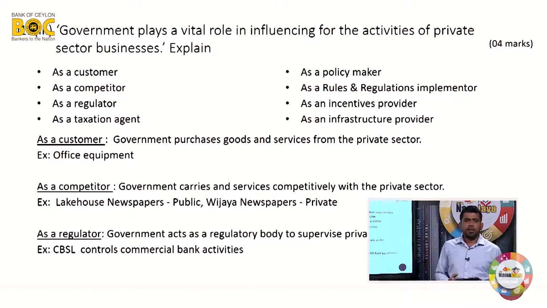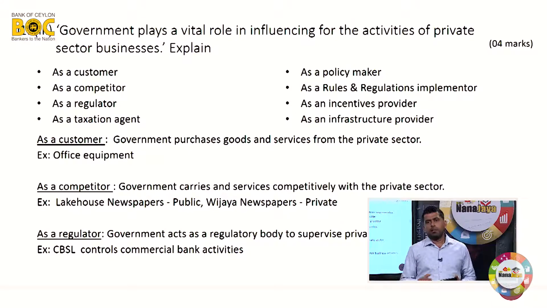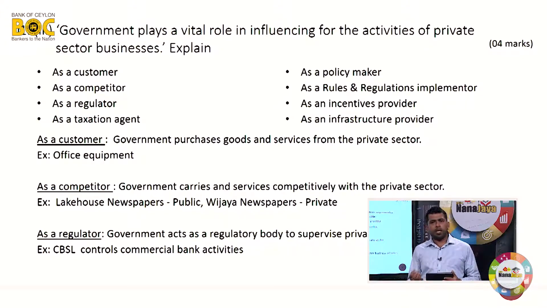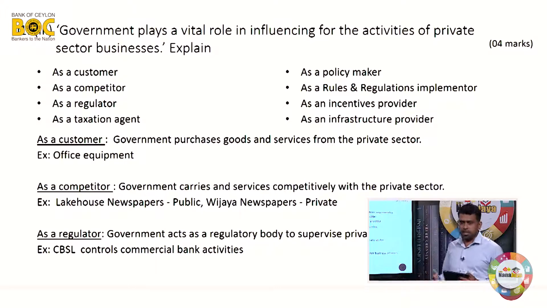As an example, the Central Bank of Sri Lanka monitors the activities of the commercial banks. As a taxation agent, government collects different types of taxes from private sector businesses. Corporate taxes are collected from incorporated companies. Value-added tax is collected from goods and services. Assessment tax is collected from the property value of the businesses.